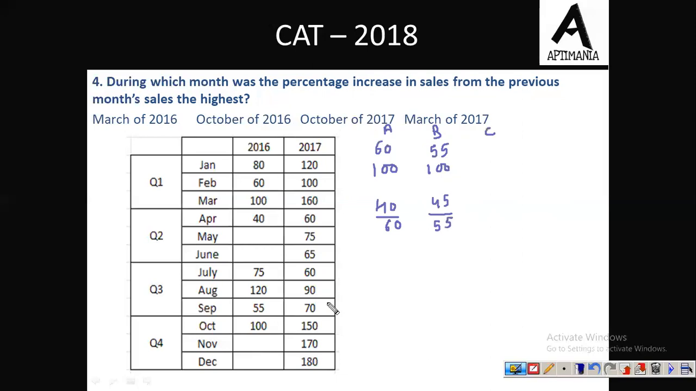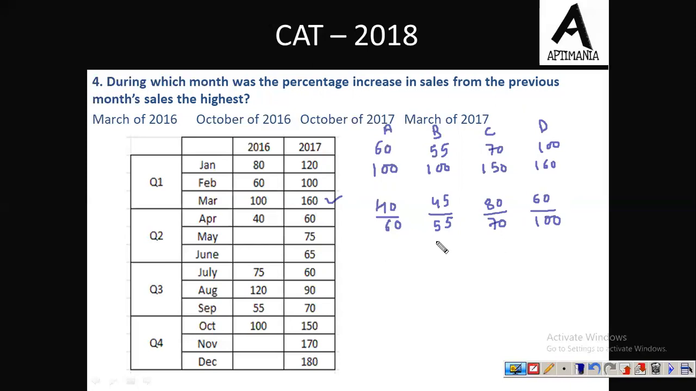Moving to C option, October of 2017, the value is 150 and earlier it was 70. So there is an increment of 80 over 70. And last option, option D, March of 2017. So March of 2017, the value is 160 and earlier it was, in Feb 2017, it was 100. So there is an increment of 60 over 100.